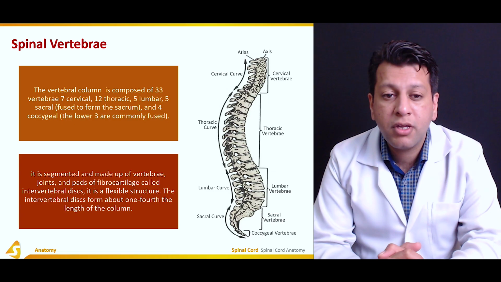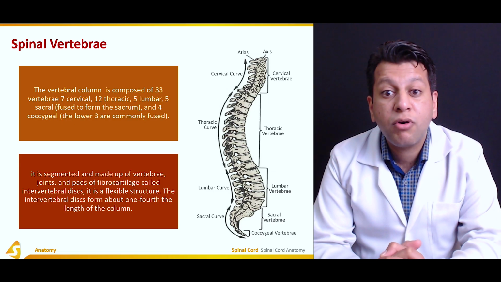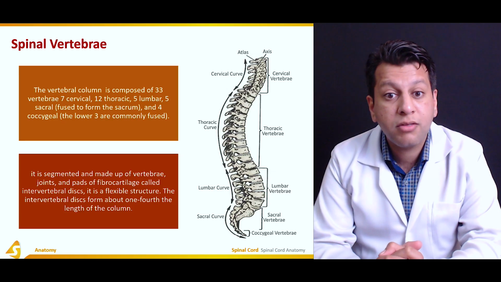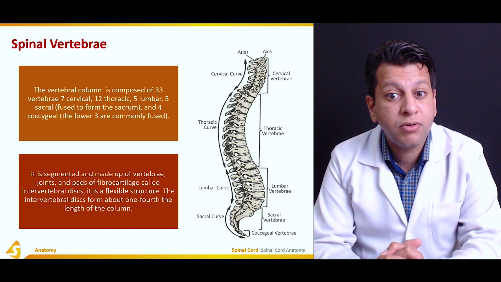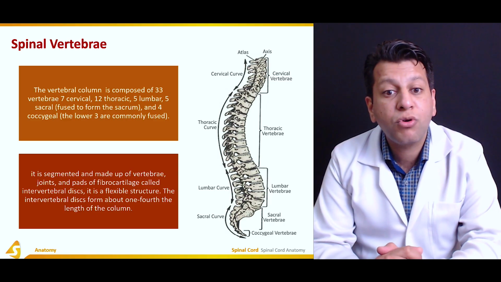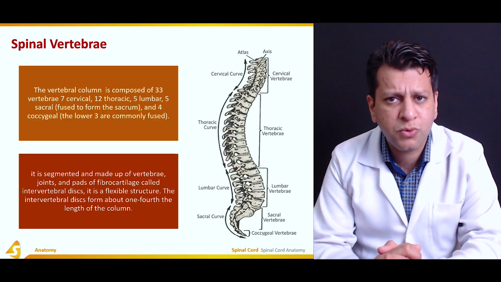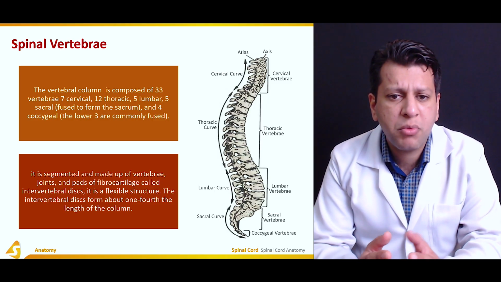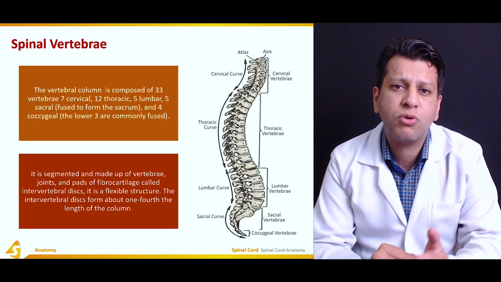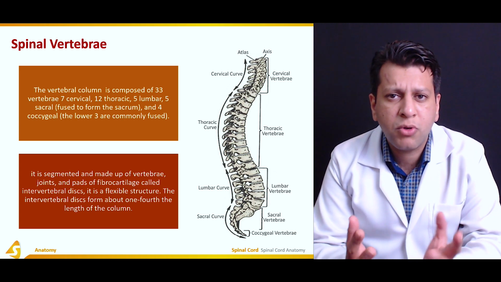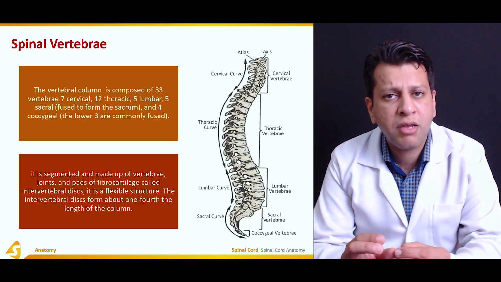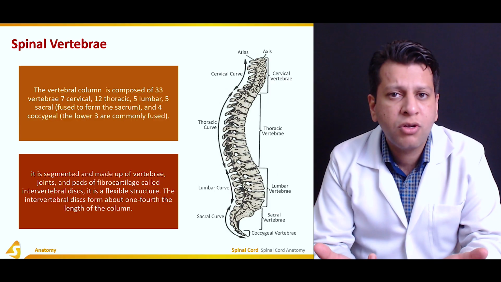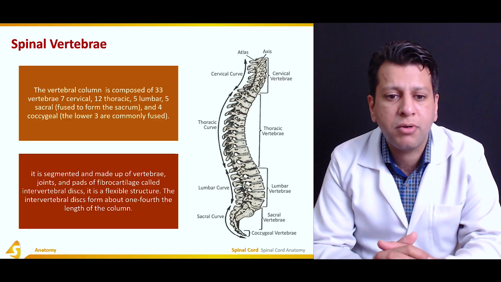Coming to the spinal vertebrae, the vertebral column is composed of 33 vertebrae in all: 7 cervical, 12 thoracic, 5 lumbar, 5 sacral, which are fused to form the sacrum, a single bone, and 4 coccygeal, of which usually the lower 3 are also fused. The sacral and coccygeal vertebrae are sometimes called sacrococcygeal vertebrae because they are so fused that they form one single sacrum bone, to which is attached the coccyx, the fusion of the coccygeal vertebrae.